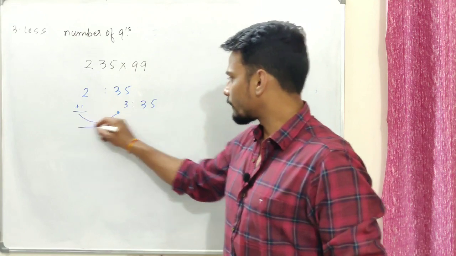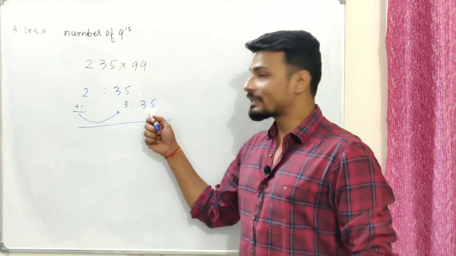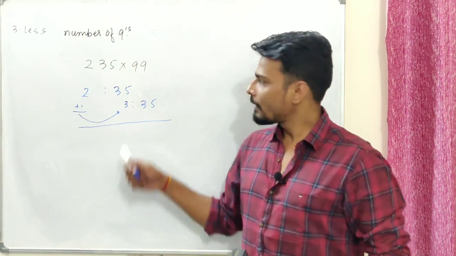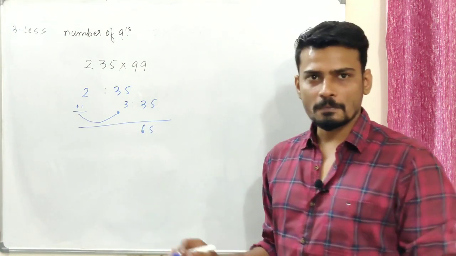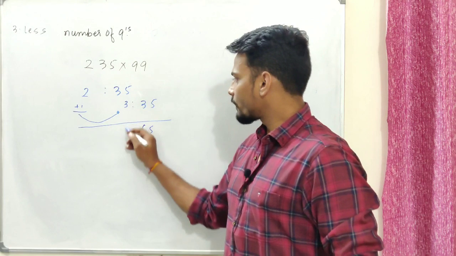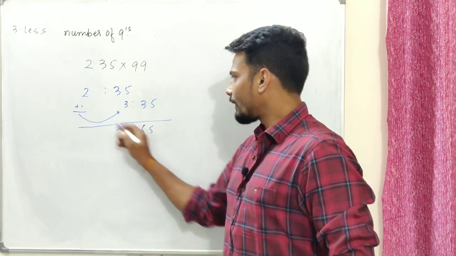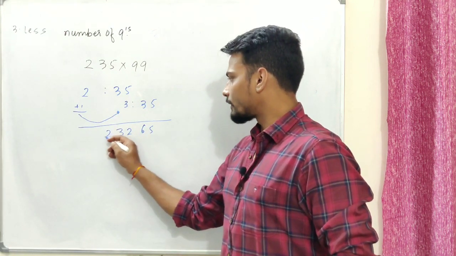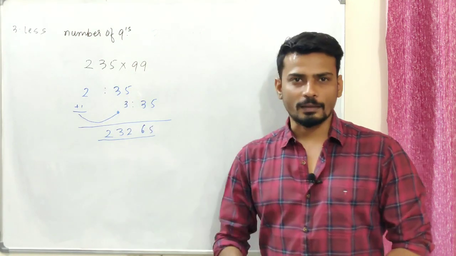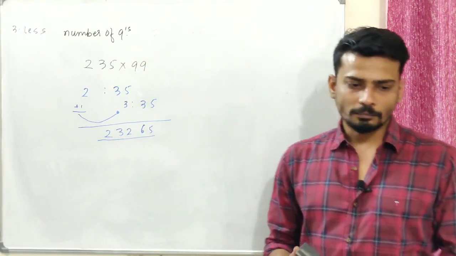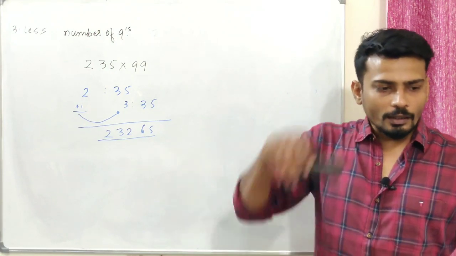Now let us subtract it. So this 35 should be subtracted from the 100. 100 minus 35 will be how much? 65. Let it be. 35 minus 3 gonna be 32, and this 2 comes down as it is. So this is your multiplication of 235 times 99. All okay? Now let's do one more example.